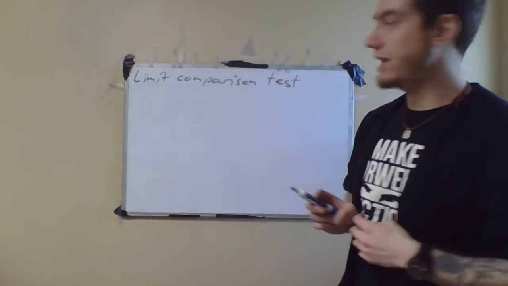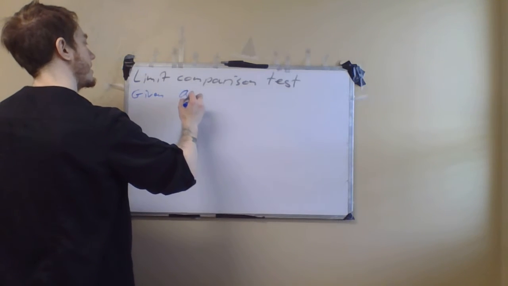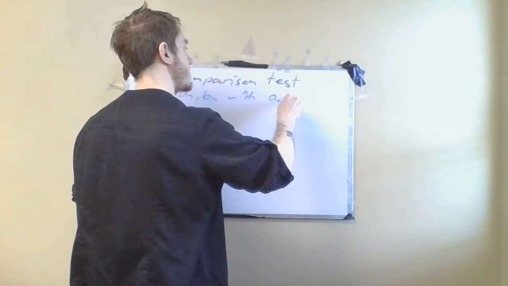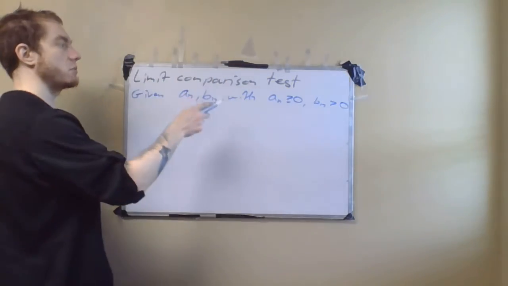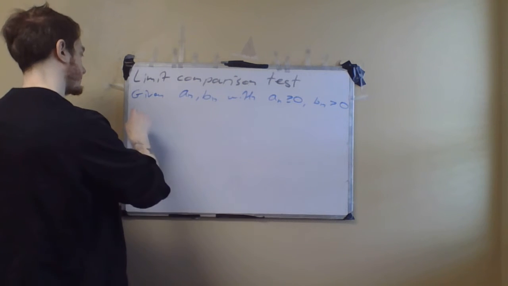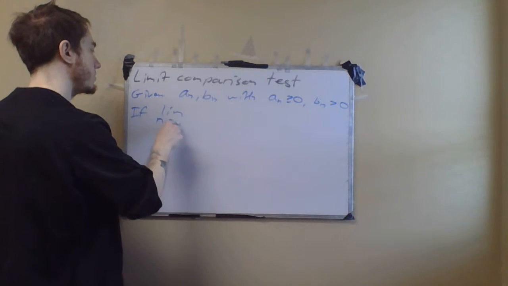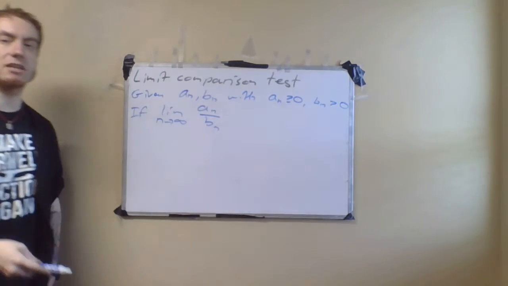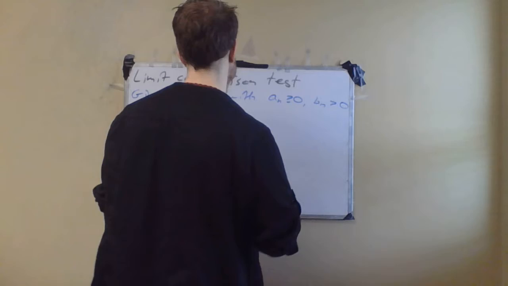be looking at. So let's suppose that we are given a sub n and b sub n, with a sub n bigger than or equal to 0, b sub n strictly bigger than 0. There is a reason why we are doing strictly bigger than 0 that will become obvious in a moment. If the limit as n goes to infinity of a sub n over b sub n, and this is why I said b sub n is strictly bigger than 0, because I want to divide by it. So we're looking at this ratio.